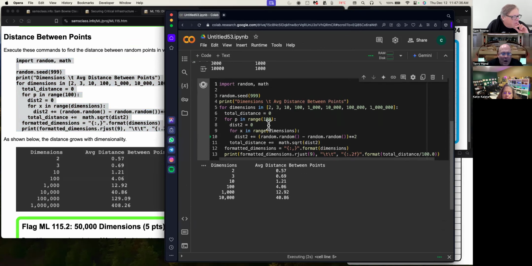So I pick two random points and figure the distance. In 2 dimensions, 2 points are separated by 0.5, but in 100 dimensions, they're separated by 4. In 10,000 dimensions, they're separated by a distance of 40. So even though the dimensions only go from 0 to 1, my points are separated by 40.